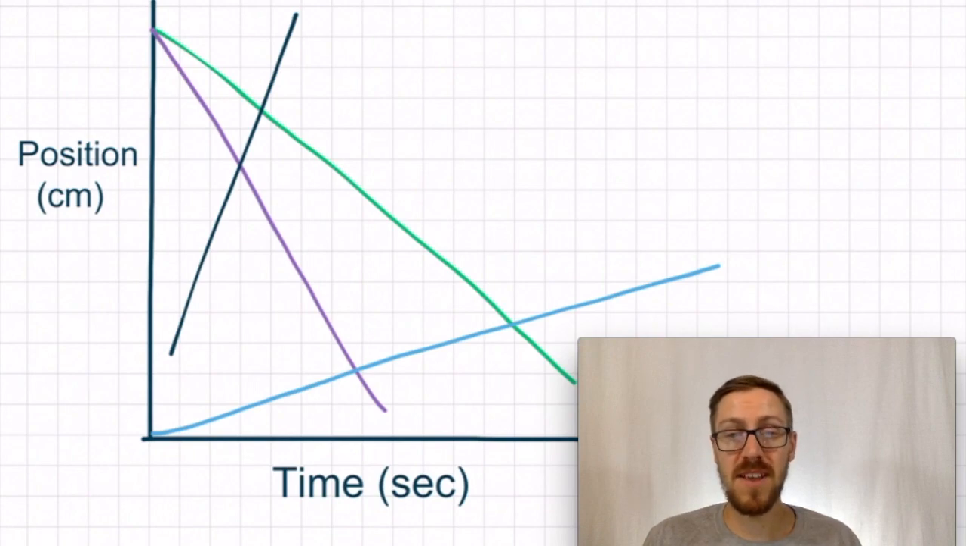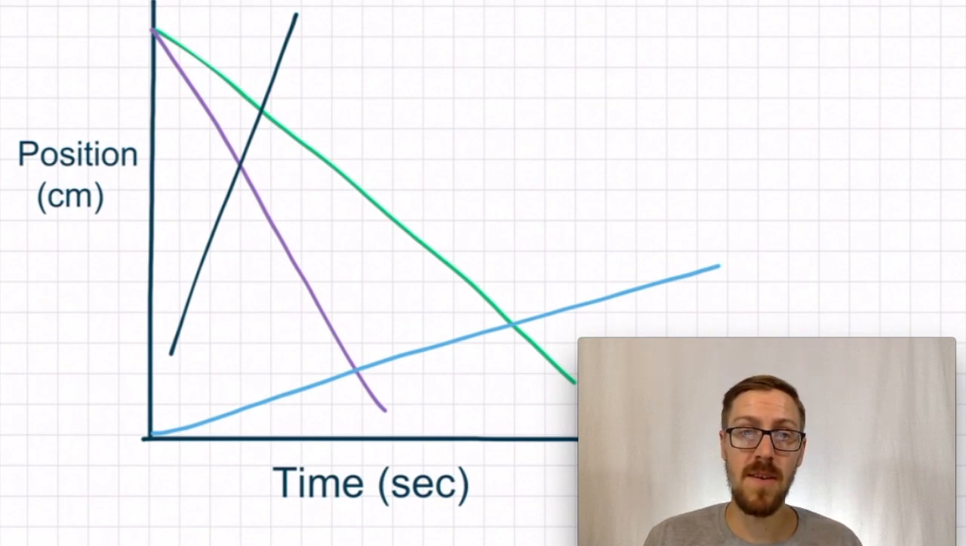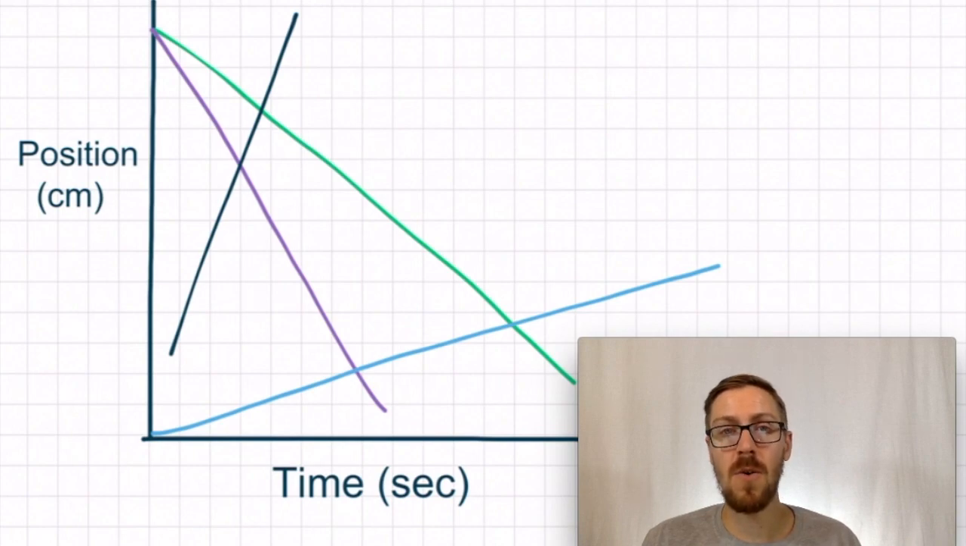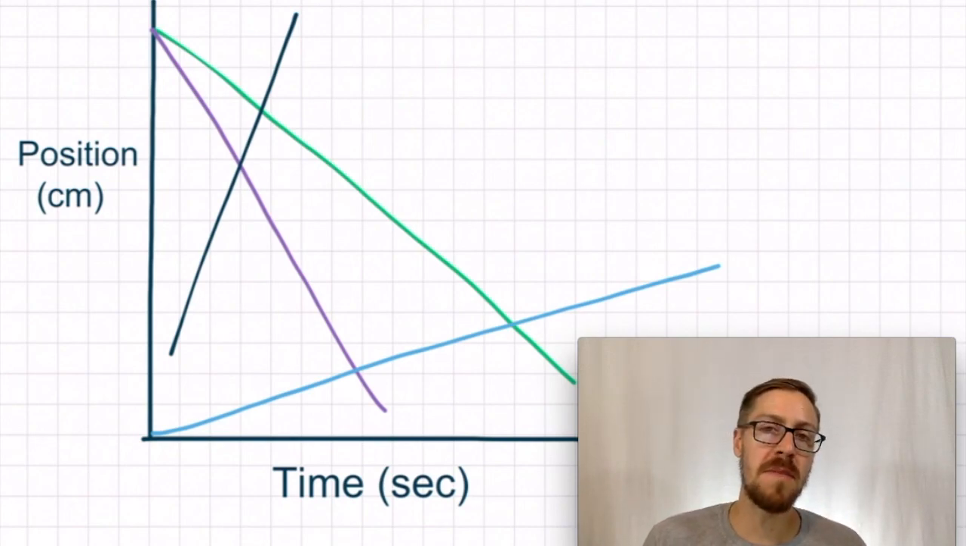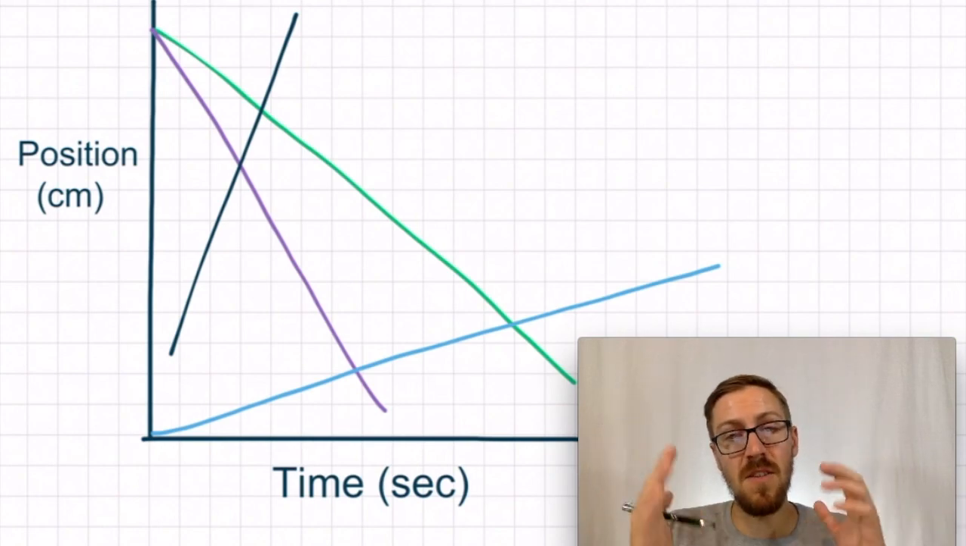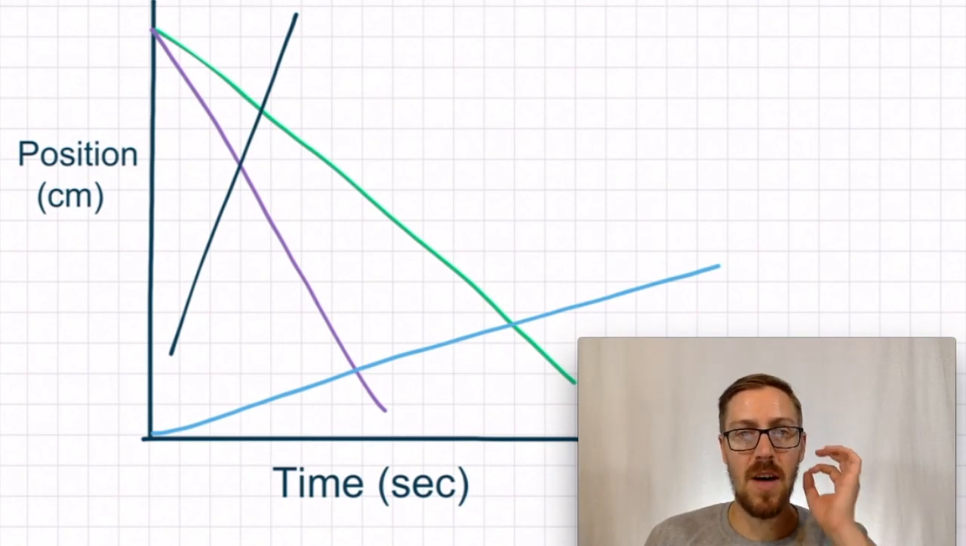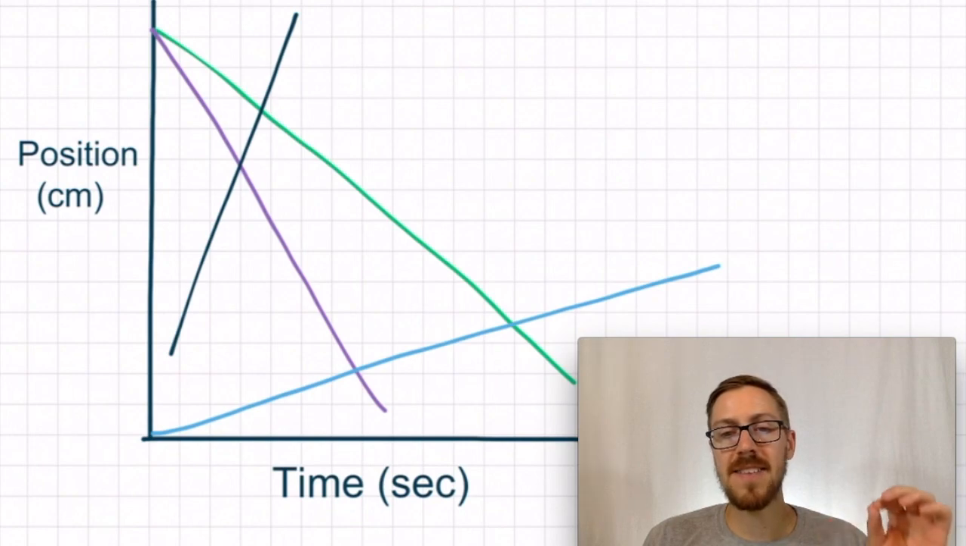So green is slow and towards, purple is fast and towards, dark blue is fast and away, and light blue is slow and towards. We're going to talk way more about how we can use these to make predictions, and then ultimately we're going to distill all of this into a calculation and write it as an equation.